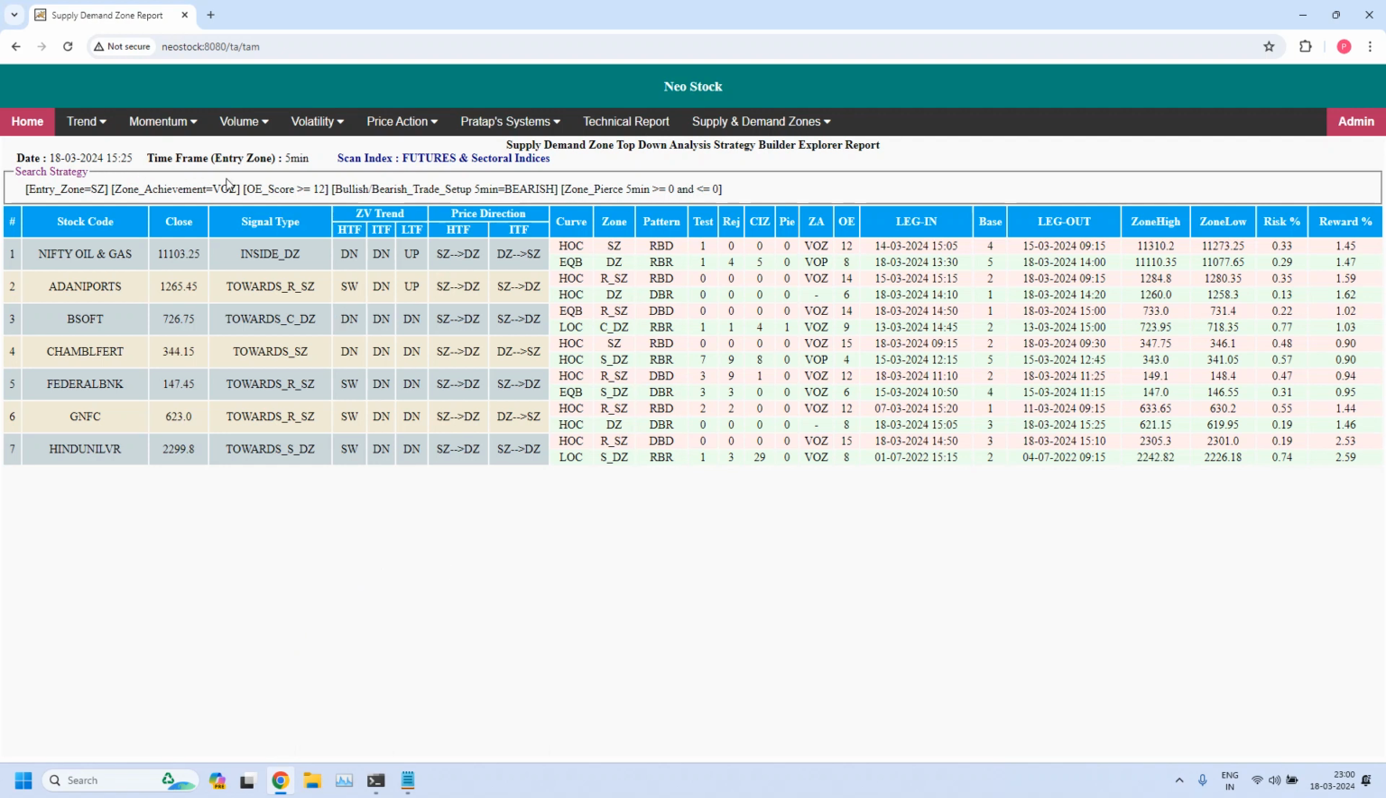Always check this search criteria. Here the time frame is 5 minutes, and your entry zone is supply zone, and zone achievement violated opposing zone. Odd enhancer score greater than or equal to 12. In bullish or bearish trade setup, 5 minutes should be bearish. And the pierced count, the minimum value should be 0, maximum value 0. That means pierced count should be 0. So for all these parameters, we generated this report. All these are 5 minutes supply zones. Because the entry zone is a supply zone, you should focus only on the supply zones.